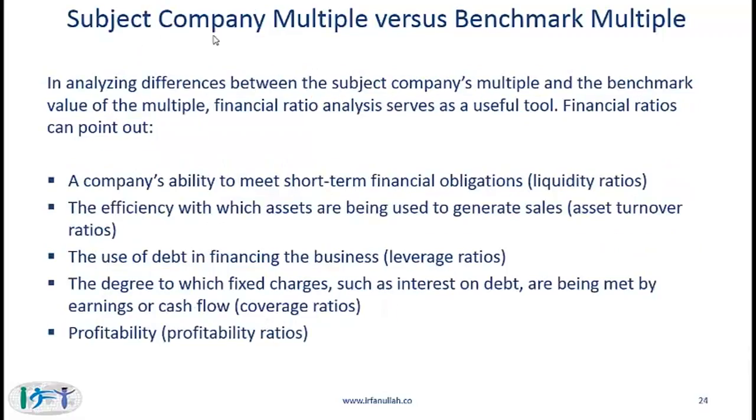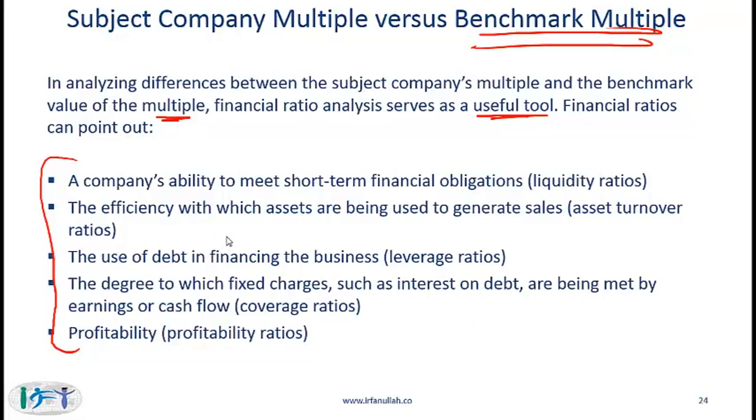All right, next point. Subject company multiple versus benchmark multiple. So remember, the benchmark multiple mostly is coming from comparable companies or the industry. In analyzing differences between the subject company's multiple and the benchmark value of the multiple, financial ratio analysis serves as a useful tool. Financial ratios can point out several things, and again, these are items that you've also seen in FRA, but the core point is this.